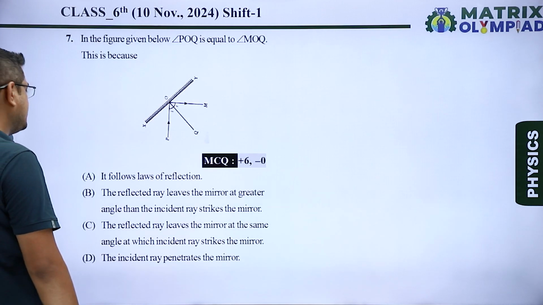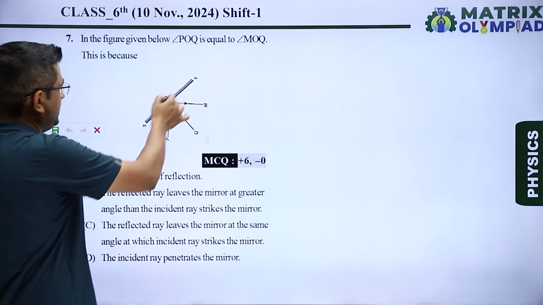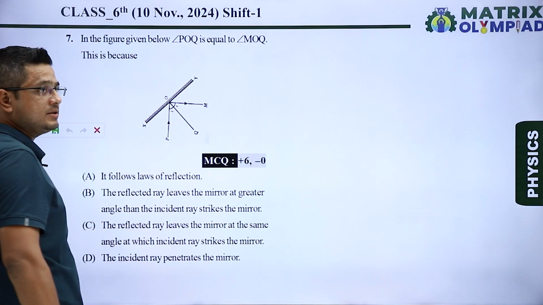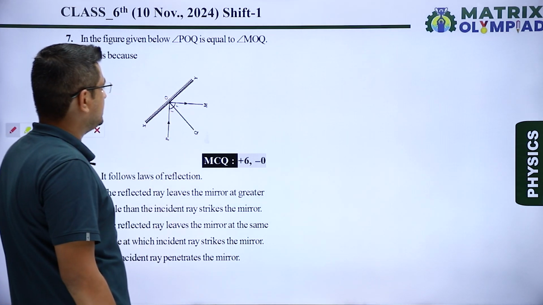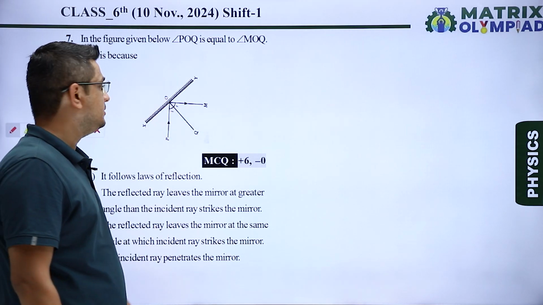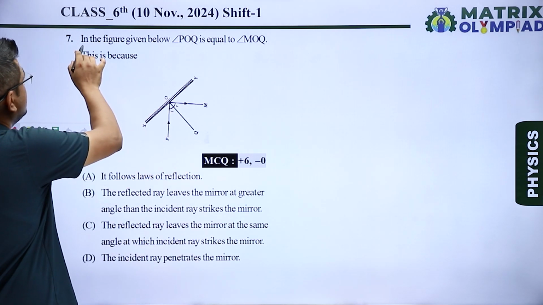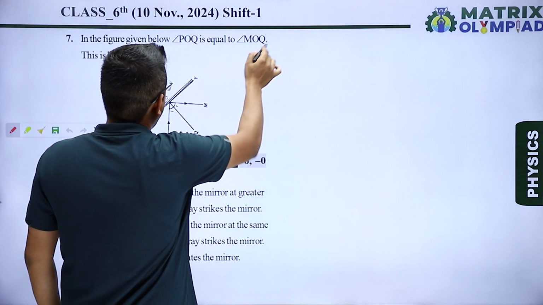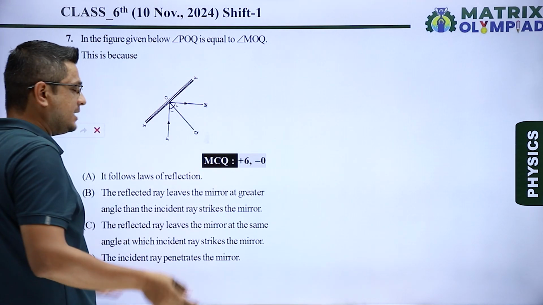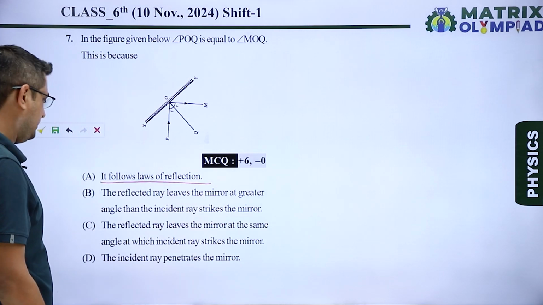Next, question number 7, in which a diagram is given, and this is a plane mirror. PO is the incident ray, QO is the normal, and OM is the reflected ray, and we know that from the laws of reflection, angle I is equal to angle R. Okay, so what is the question? In the figure given below, angle POQ is equal to angle MOQ. This is because, as I have told you, it follows the laws of reflection.